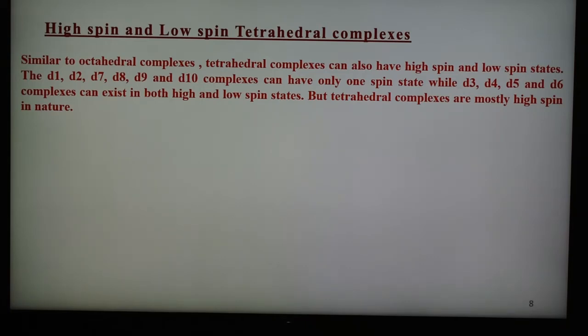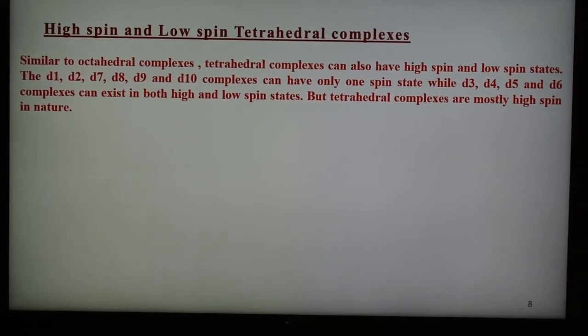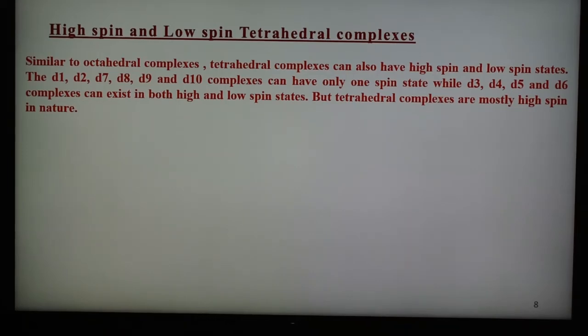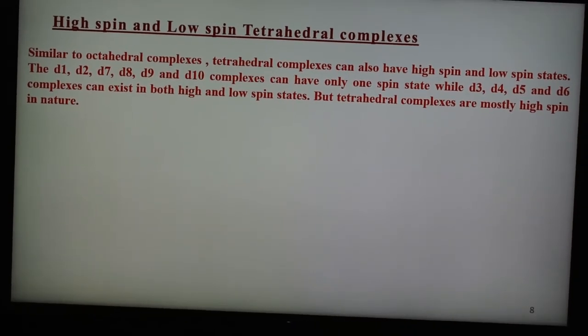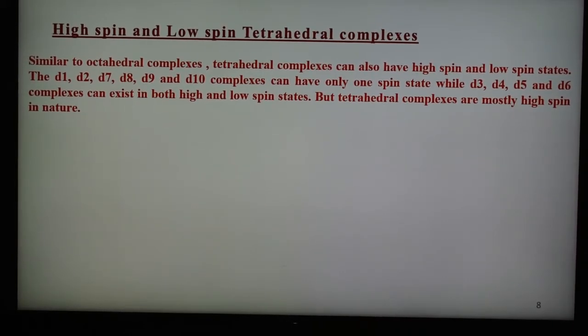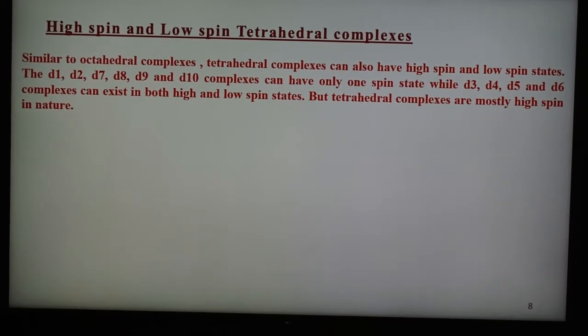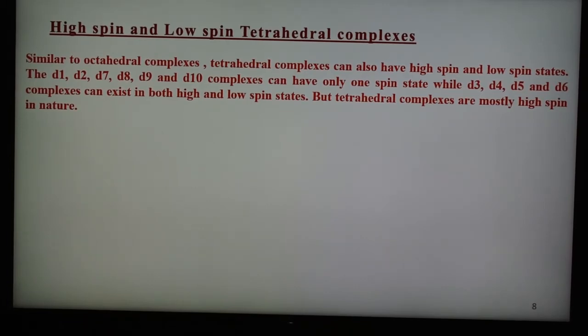Now high spin and low spin tetrahedral complexes. We have seen the octahedral complexes; now in case of tetrahedral complexes, there are also high spin and low spin states. D1, D2, D7, D8, D9, D10 complexes can have only one spin state, while D3, D4, D5, D6 complexes can show both high and low spin states. The crystal field splitting in the tetrahedral field, delta T, is only about 0.45 times the delta O value. That is, delta T equals 0.45 delta O.